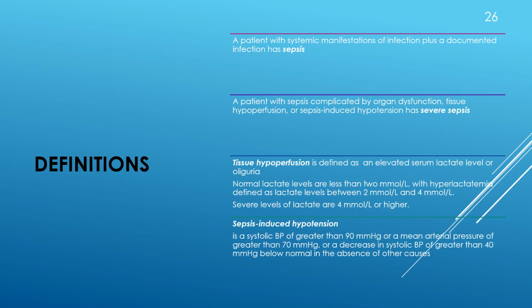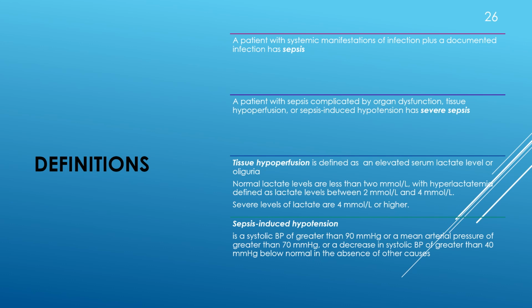So I wanted to go over some definitions with you. A patient with systemic manifestations of an infection plus a documented infection, that patient has sepsis. So how do you define someone with sepsis versus severe sepsis? Severe sepsis is if you have an infection and it's documented, but you also have organ dysfunction, tissue hypoperfusion, and sepsis-induced hypotension, then you are considered to have severe sepsis.